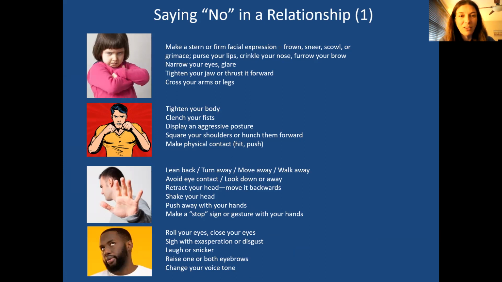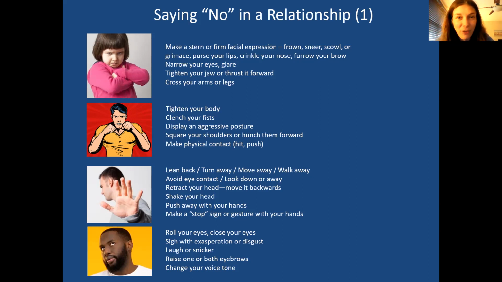So you can make a stern or firm facial expression, okay? Show with your face that you mean business, okay? Narrow your eyes or glare, right? If you really stare someone down, you're showing them you're serious, right? Tighten your jaw or thrust it forward. Cross your arms or legs, all right? So you're armoring up to help you say that no, okay? It's like the girl in the picture. All right, tighten your body, clench your fists, okay?